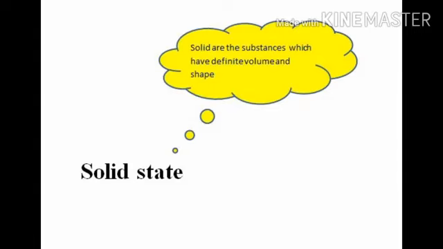First of all, what do you mean by solid? Solids are substances which have a definite volume and a definite shape. Solids have a regular order of their constituent particles, that is atoms, molecules or ions, arranged in a regular form. These particles are held together by fairly strong forces. Therefore, they are present at fixed positions.